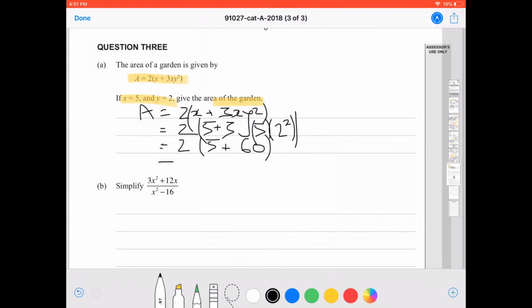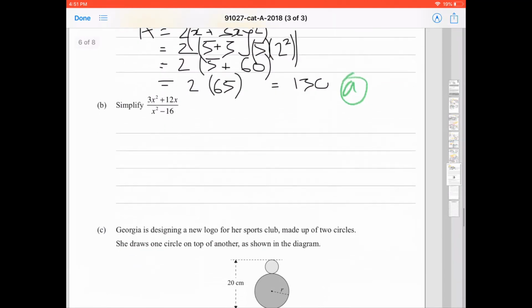So further simplifying, we've got 2, and inside the brackets it is 65. 2 times 65 equals 130. Okay, correct solution, 130 gets you the achieved. The marking schedule mentions there's no alternative here, so achieved. Okay, question 3b now.